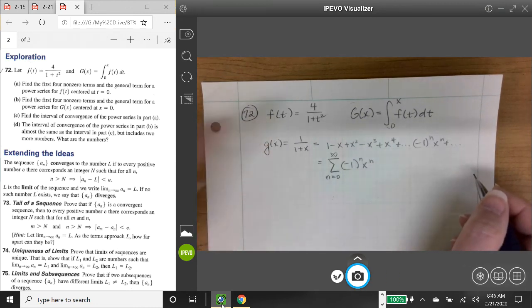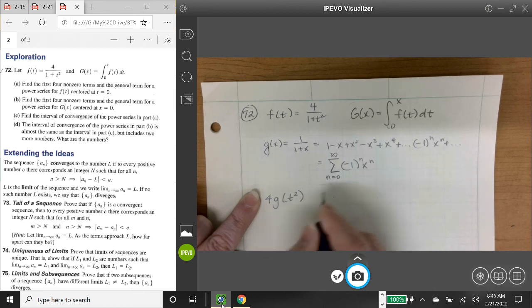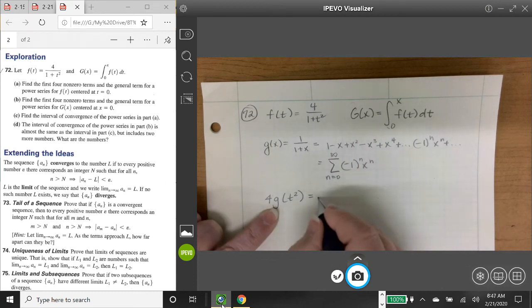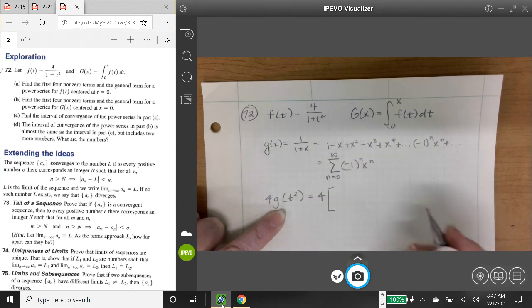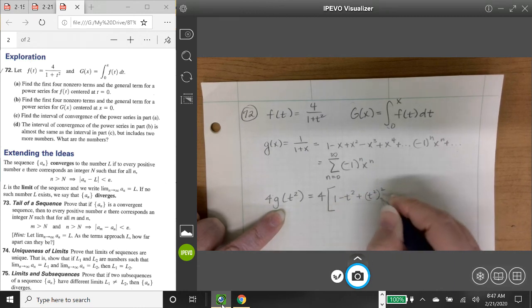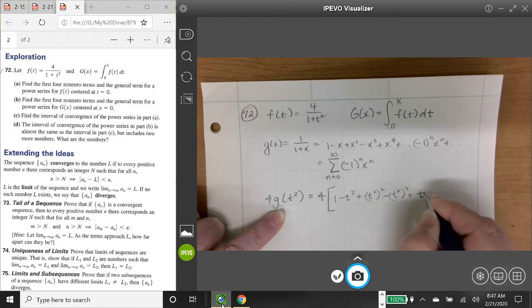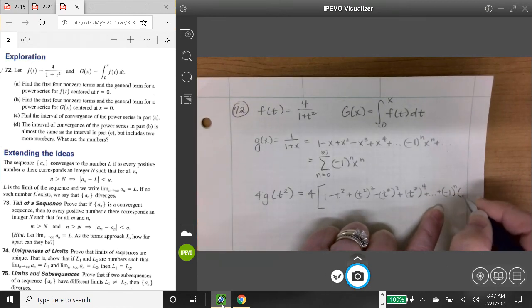But this has got a t in it, so I'm going to rewrite this as 4 times g of t squared. So how would I rewrite that? I would say, well, this is 4 times, now I'm going to put a t squared where I see x. So that's 1 minus t squared plus t squared squared minus t squared cubed plus t squared to the fourth plus dot, dot, dot, plus negative 1 to the n, t squared to the n plus dot, dot, dot. All right?